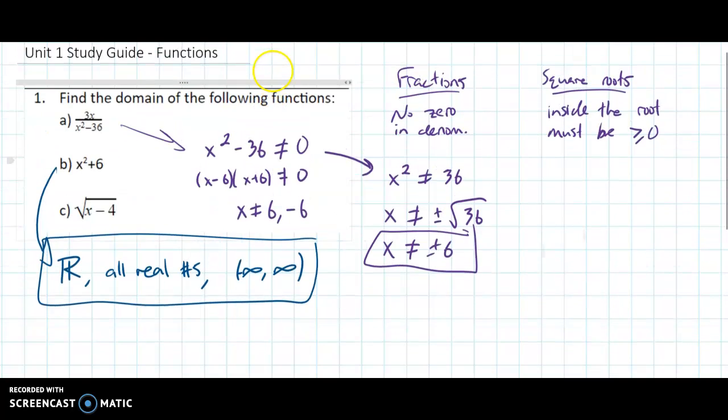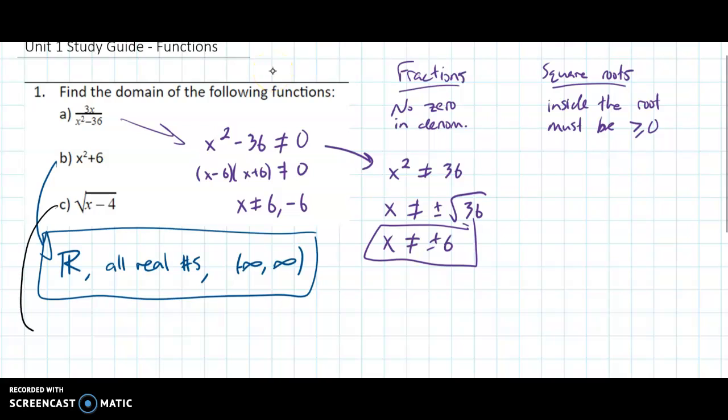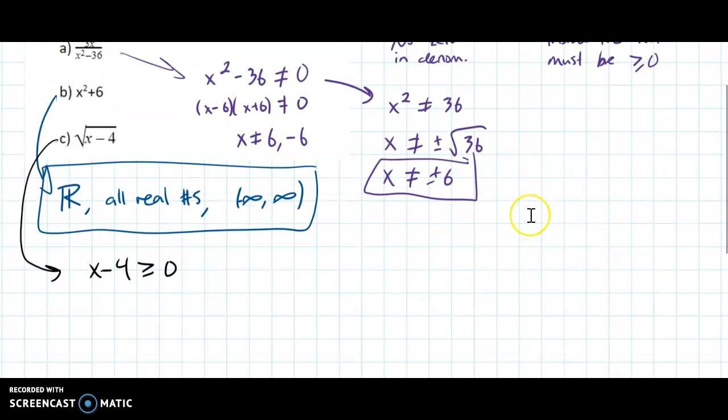So this is a square root. And what's our rule for the square roots? Well, the inside of the root, which in this case is x minus 4, has to be bigger than or equal to 0. So I go bigger than or equal to 0. And then I just solve that. So I add 4 to both sides, and I get x greater than or equal to 4.